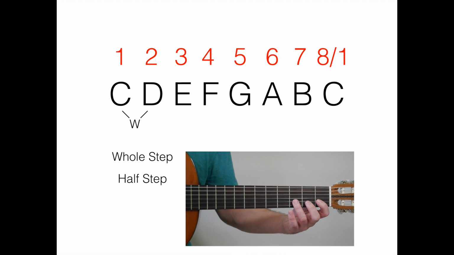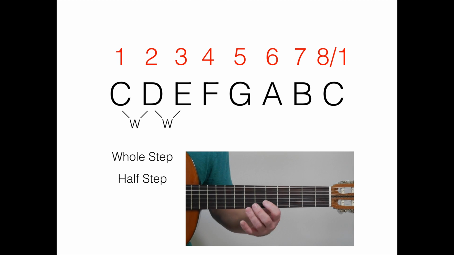Next, I'll play D and then E. Again, I'm skipping a fret, so there's another whole step. E to F is a little different. I'm not skipping any frets here, so this is going to be a half step. I'll use H in our analysis to show half step.